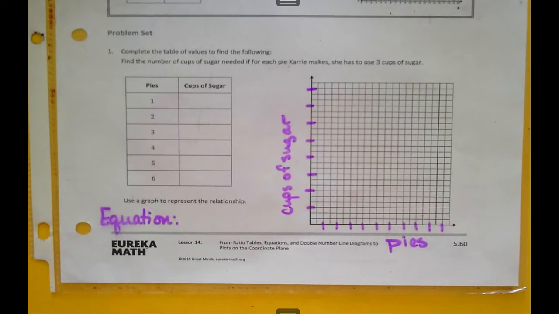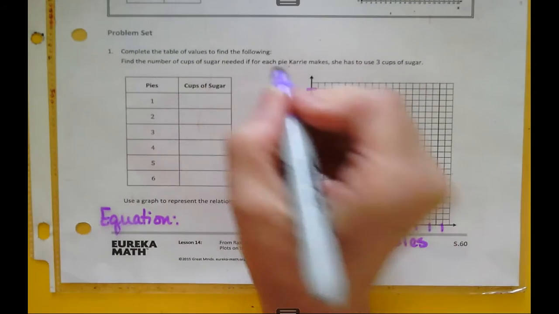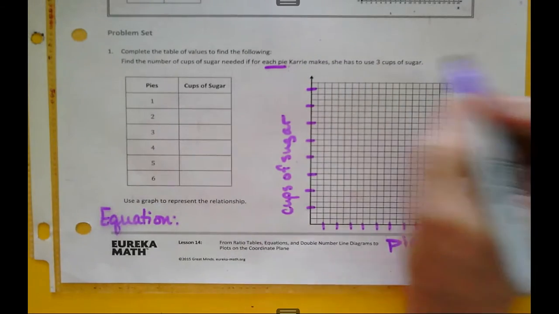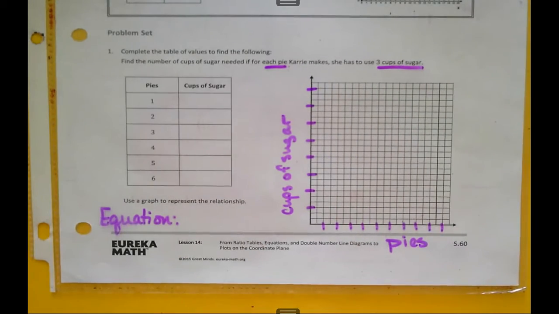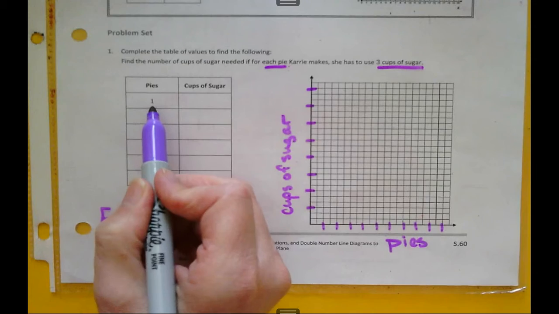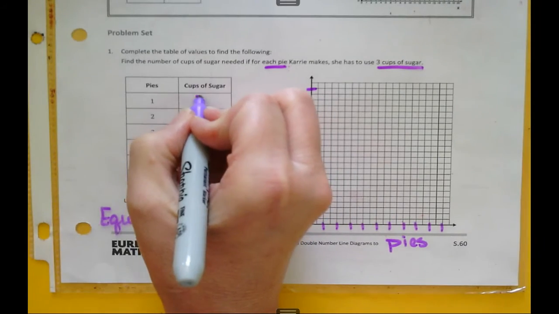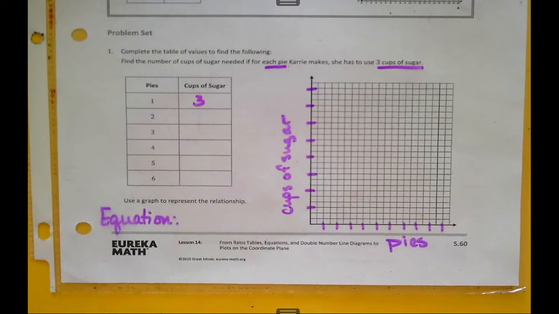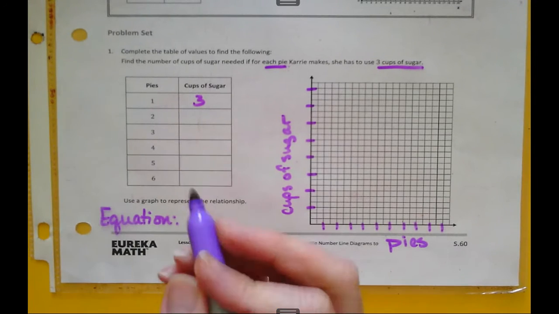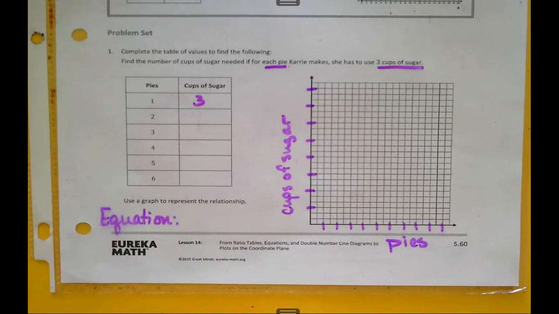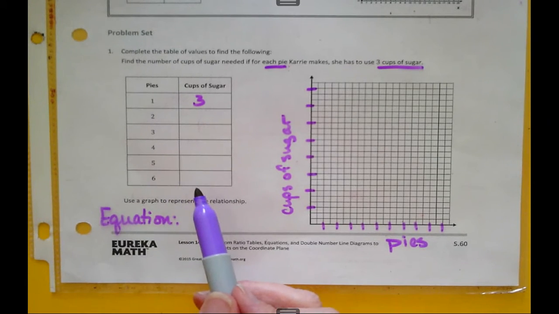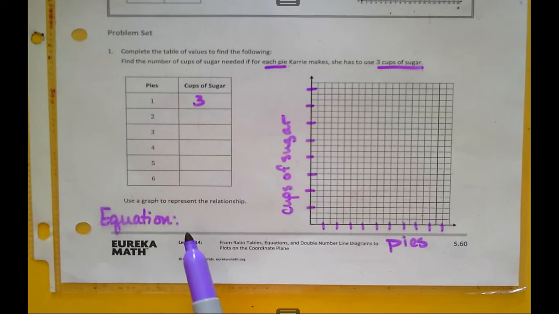So number 1 says, complete the table of values to find the following. Find the number of cups of sugar needed if for each pie Carrie makes, she uses 3 cups of sugar. So for 1 pie, she uses 3 cups of sugar. Then you're going to go through and fill out the rest of the table. Once you have this table completed, let's talk about the equation that could represent this relationship.